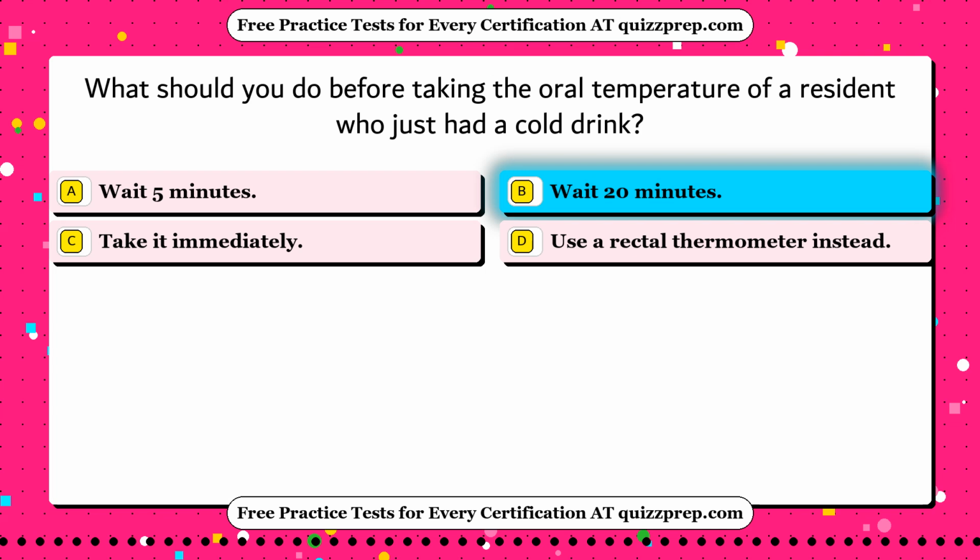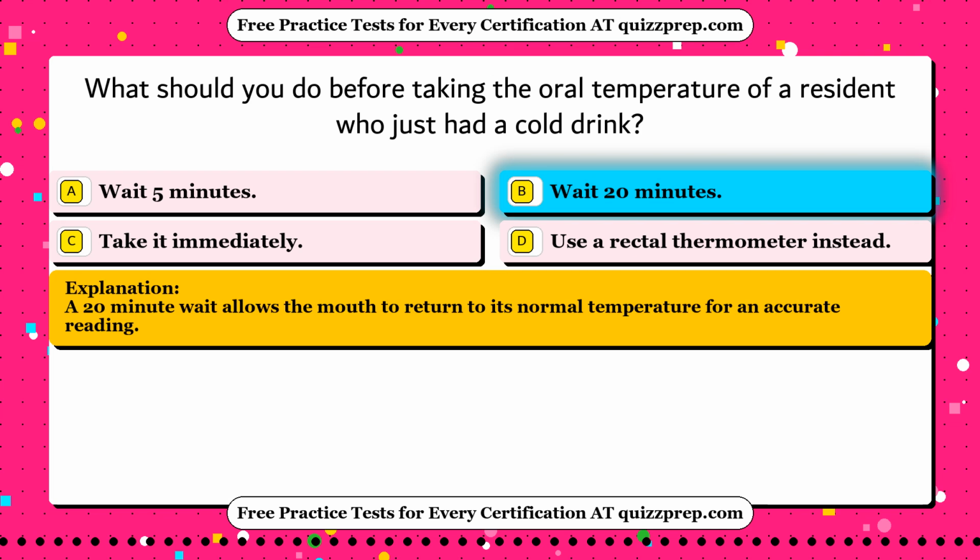The correct answer is option B, wait 20 minutes. A 20-minute wait allows the mouth to return to its normal temperature for an accurate reading.